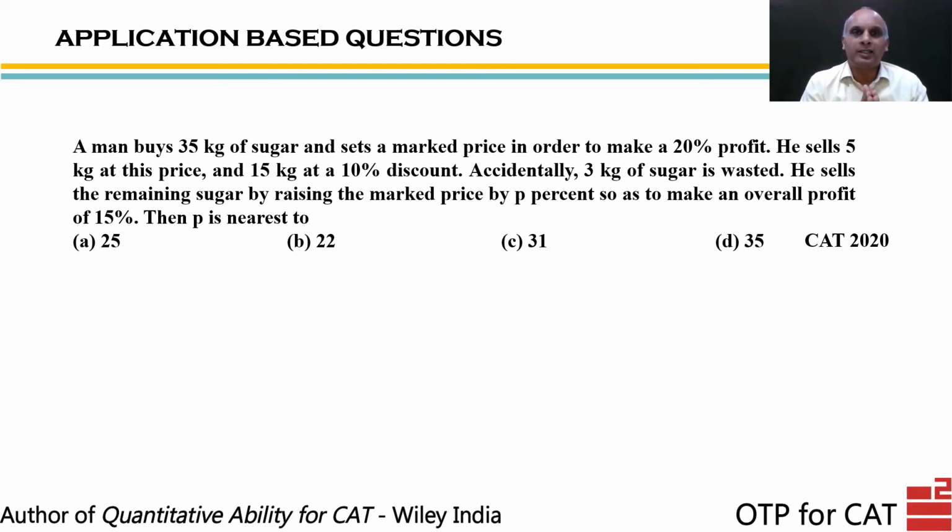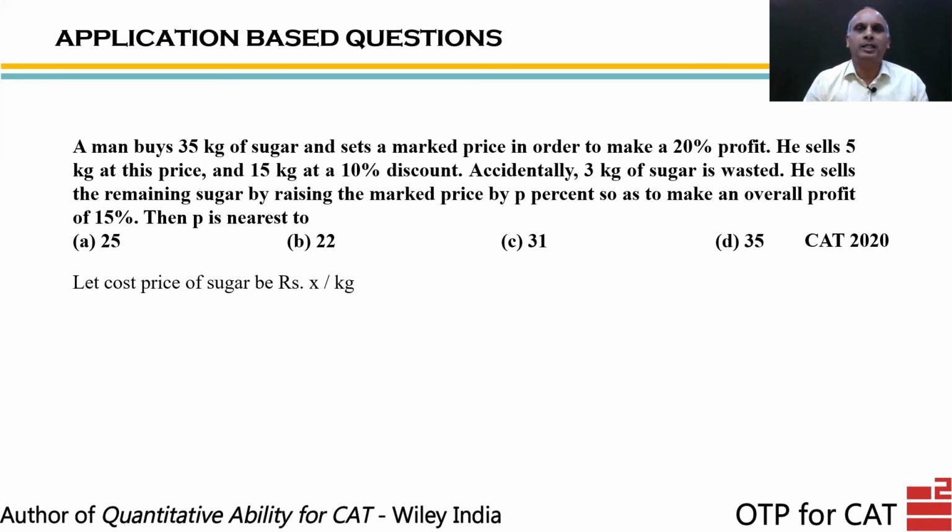15 plus 5, 20 kg he has sold like this. Total he has is 35 kg, so the remaining 15 kg are there, out of which accidentally 3 kg gets wasted. This adds to his cost but not to his selling price. He sells the remaining 15 minus 3, that is 12 kg, by raising the mark price, that is 1.2 times the cost price, by P% so that he makes an overall profit of 15%. We want to find the nearest value of P, so we should expect some approximate value of P to be given. Let us see how we solve this.